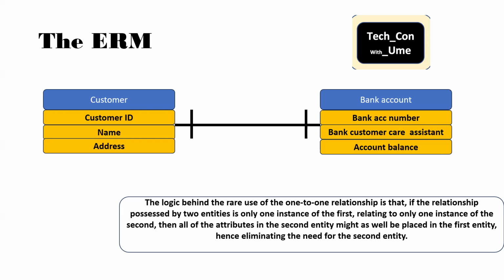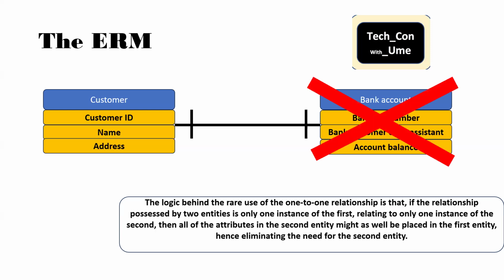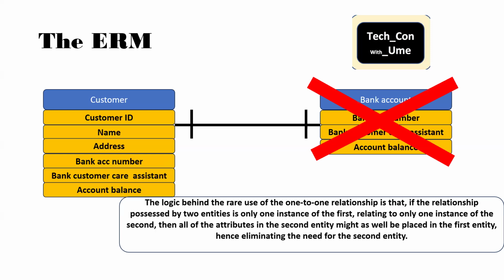Here we have a customer entity and a bank account entity, both possessing 3 attributes each. The thinking with eliminating a second entity with respect to this relationship is that all the attributes of the bank account entity might as well be placed in the customer entity, considering that the relationship is one-to-one in nature.